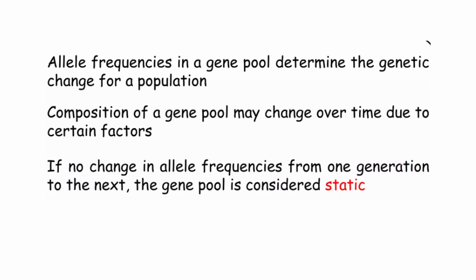If there is no change in the allele frequency from one generation to the next, then we can consider this gene pool to be static, or in equilibrium. This state is called genetic equilibrium, where there is no change in the allelic frequency from one generation to another.